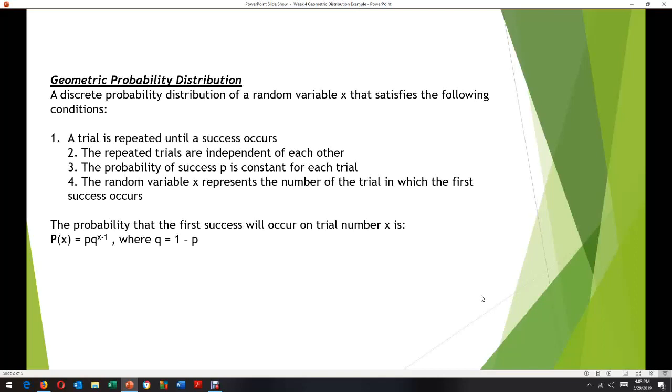I'm going to show you how to use Excel, but there isn't any built-in formula. The probability of x is given by p times q to the x minus 1. P is the probability of success, q is 1 minus p, the probability of failure, and the exponent on q is the attempt in which we will be successful minus 1.